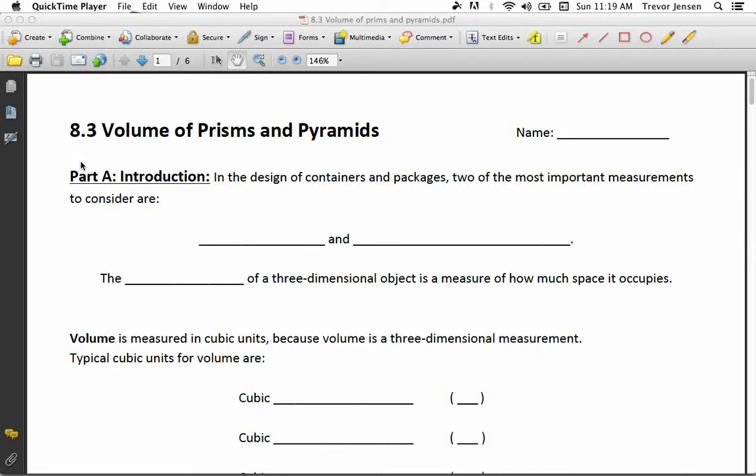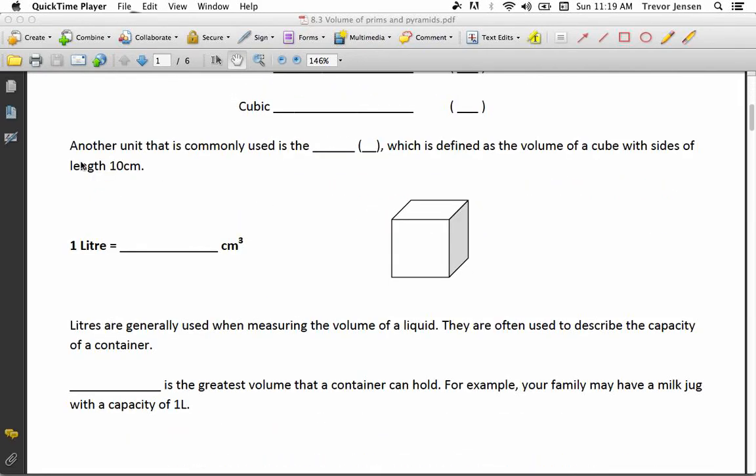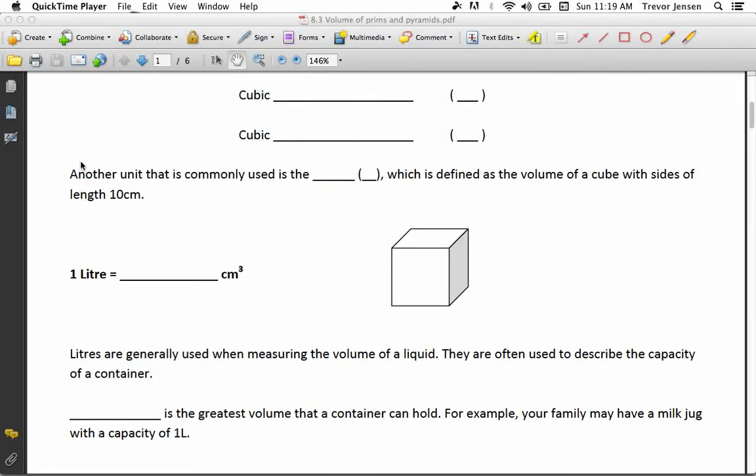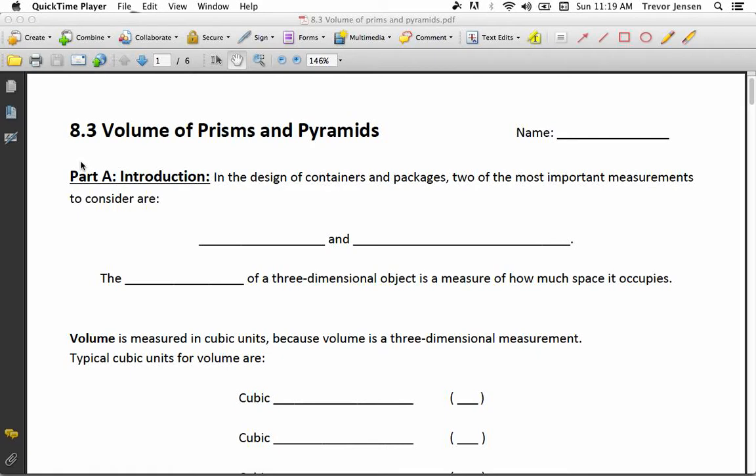So make sure you go to jensenmath.ca, you print off this lesson so you can go through it with me and fill out the answers as we go along. I'm just going to quickly go through the introduction. What I really want to do is show you how to actually find the volume of prisms and pyramids. So I'll put up the answers to this introduction and just very briefly talk about them with you.